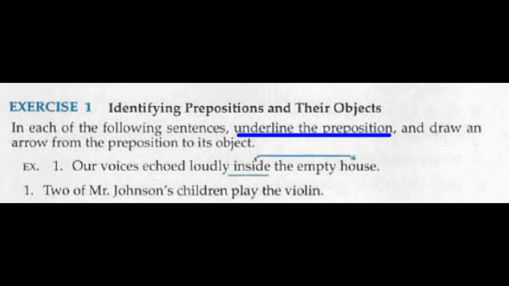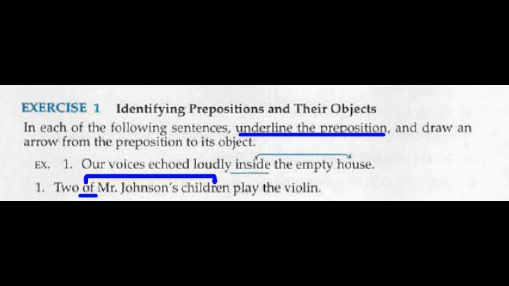Alright, let's do exercise 1 now, identifying prepositions and their objects. In each of the following sentences, underline the preposition and draw an arrow from the preposition to its object. Example, number 1, our voices echoed loudly inside the empty house. Inside the empty house is a prepositional phrase. Inside is a preposition, house is the object of the preposition, the and empty are both modifiers. Okay, do number 1 through 10 now, and pause the video as you're doing so, and when you're finished, turn the video back on and you can check your answers.